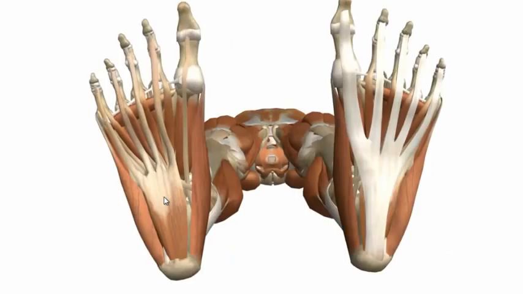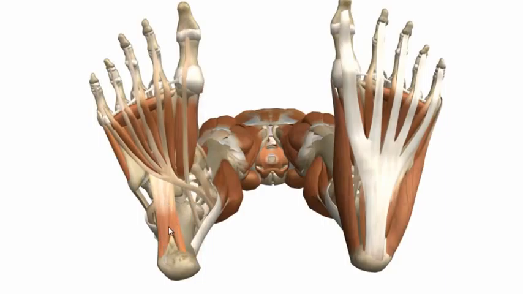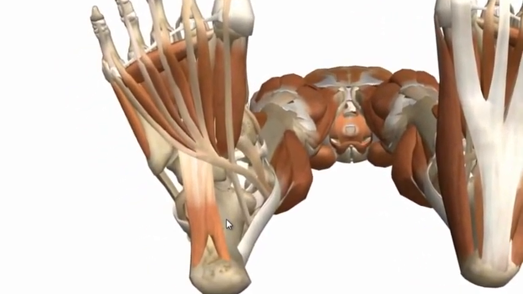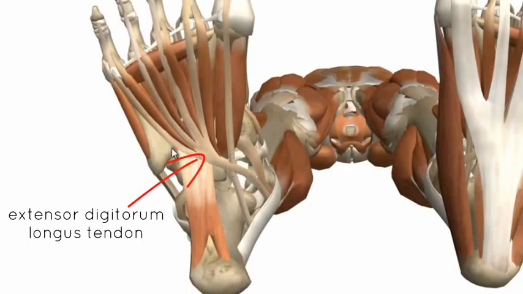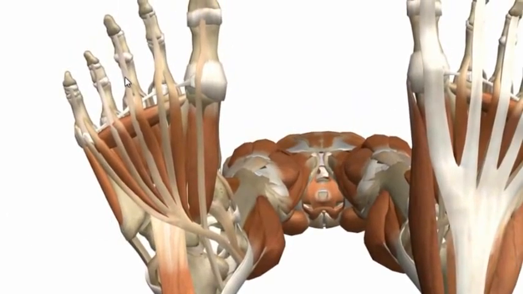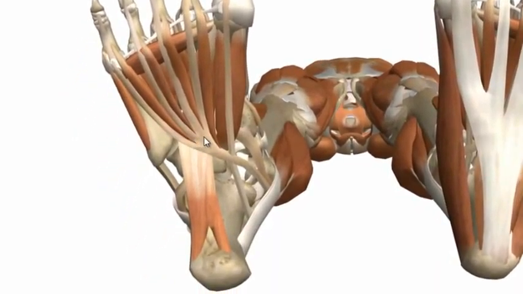So next we've got the second layer of muscle. So I'll just remove this superficial layer and we'll take a look at those. So immediately deep to the first layer, you've got the extensor digitorum longus tendon. So this is the tendon which passes through the flexor digitorum brevis and it inserts distally on the lateral 4 phalanges. So the muscles of the second layer are related to this tendon because they lie at the same level of this tendon. So we've only got 2 muscles in this layer.